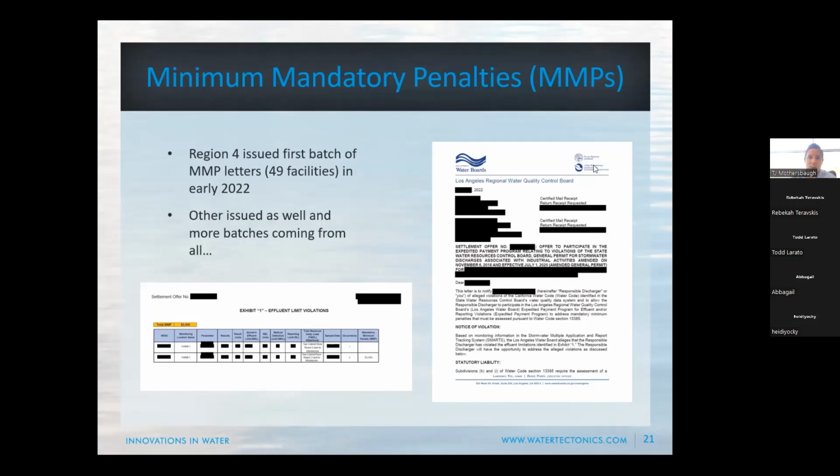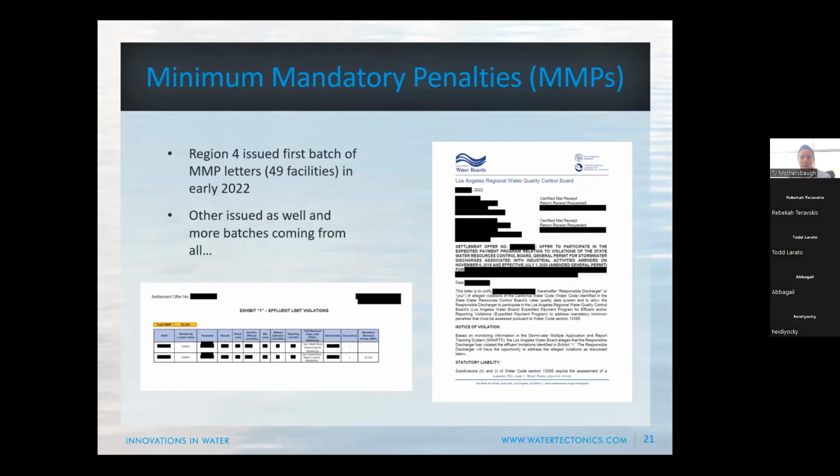Okay, so Region 4 issued some of these letters in early 2022. I know of a first batch of about 49 facilities they sent out, and other regions issue these regionally as well. Again, most of the TMDLs are in the LA region, so that's where a lot of them will come from. And there are more batches coming as well.